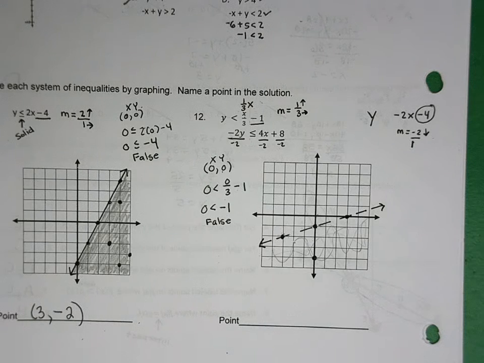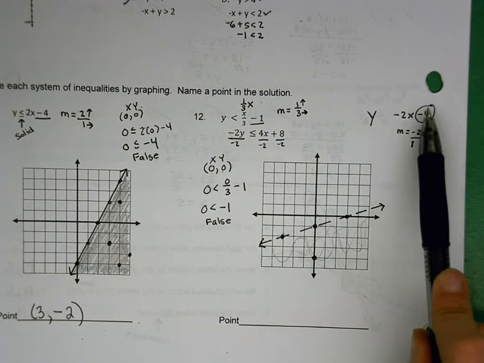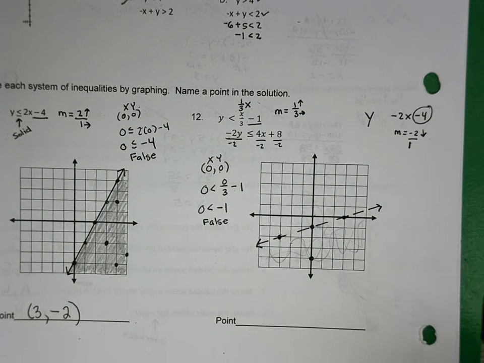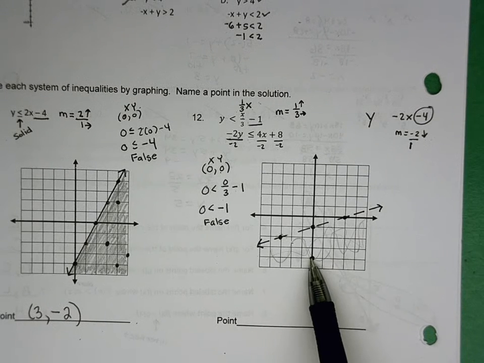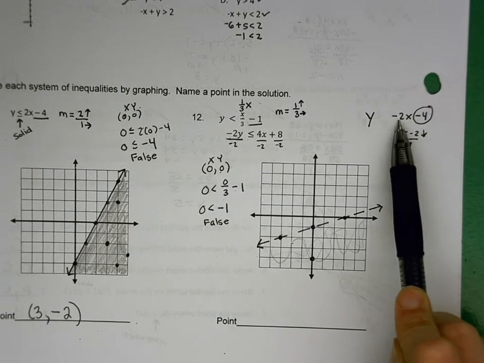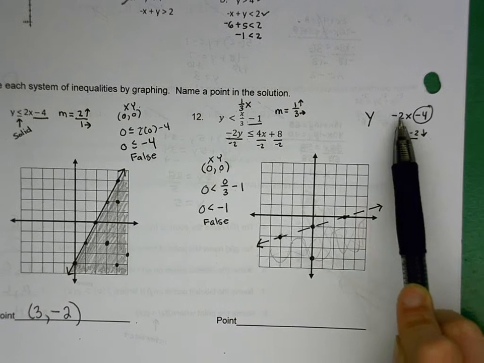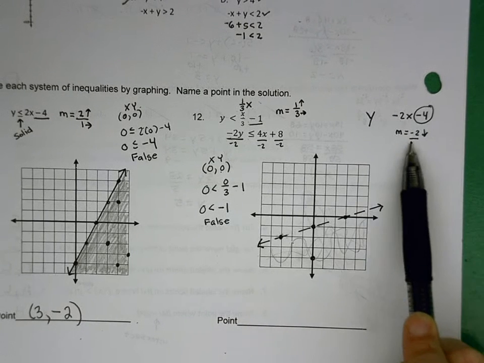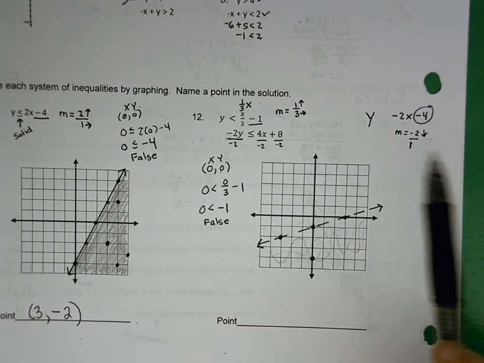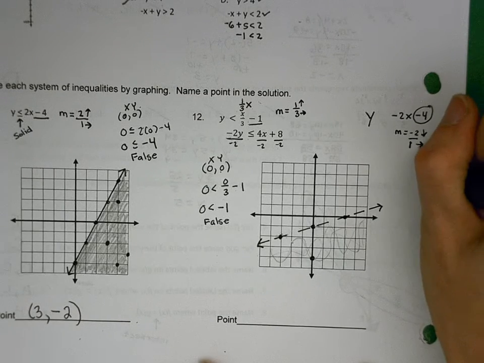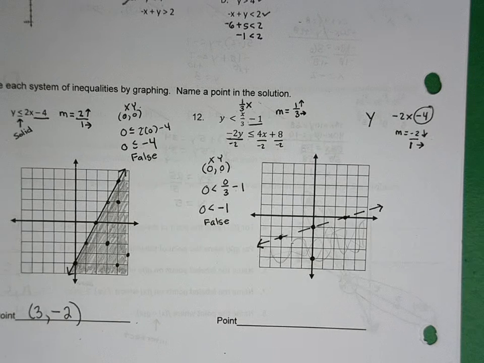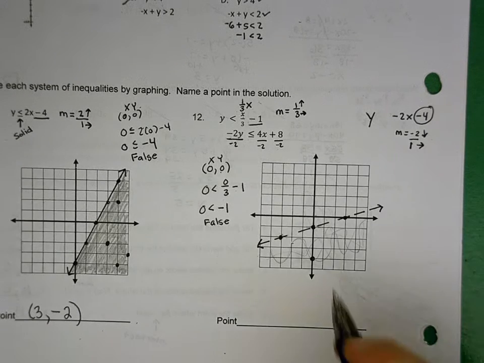Okay, -4 then is my b. And so I'm going to go ahead and start down here at -4. And -2 is my m. And since -2 didn't already have a denominator, I went ahead and put it over 1, which means I'm going down 2 and right 1. Okay, so right here we're going to go down 2 and right 1.